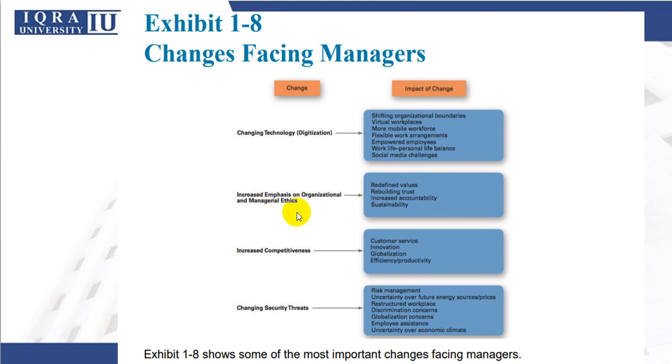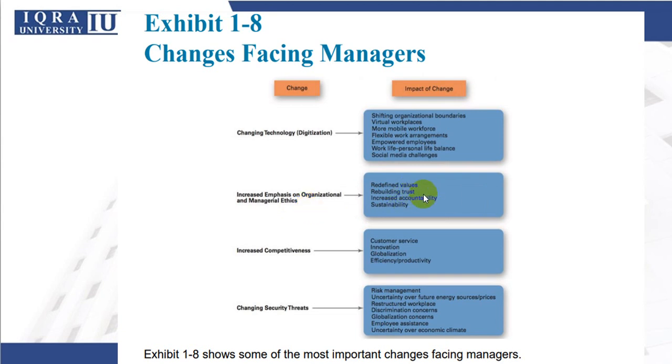Increased emphasis on organizational and manager ethics. We have to redefine values. The preferences are changing so fast that we have to redefine our values. We have to look at how we have to sustain ourselves in the market. We have to rebuild the trust, as there is so much corruption, or we can say activities that are not good for the organization, as some employees or customers also show unethical practices.